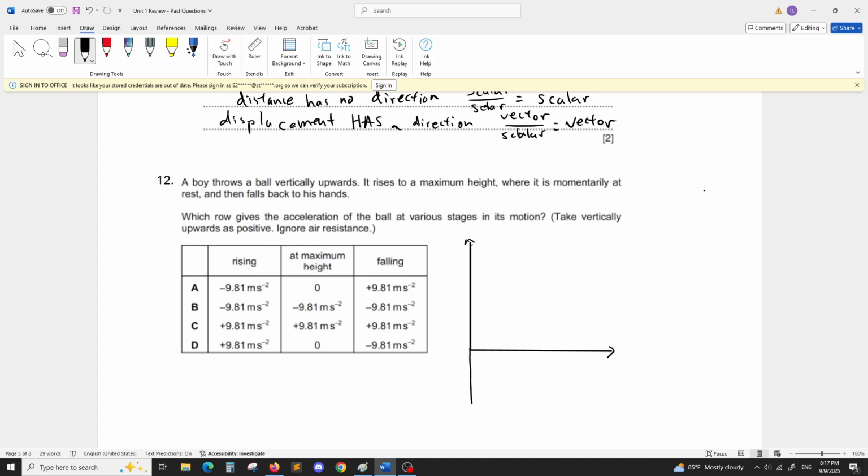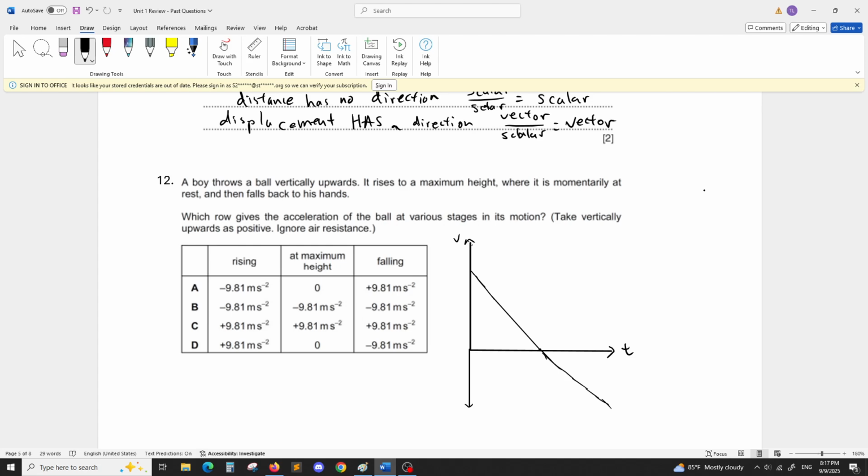I should extend this a little bit more. So this is velocity and this is time. We know that the boy throws the ball upwards, so we have an initial velocity that is positive, but it's decreasing as it gets to the top, right? And then it finally hits 0 and it's temporarily at rest and it falls back down. So it has negative velocity.